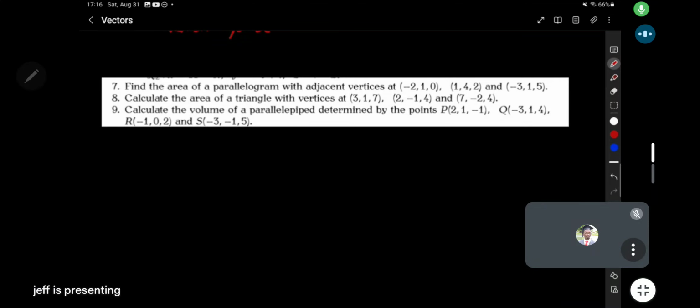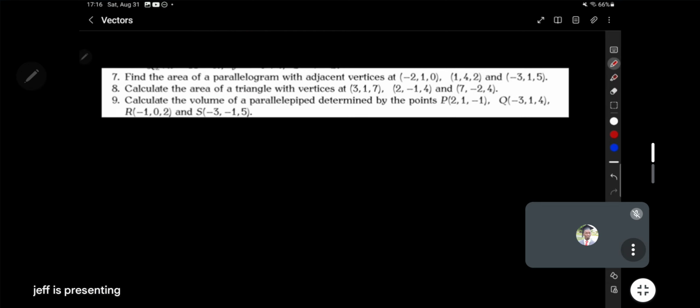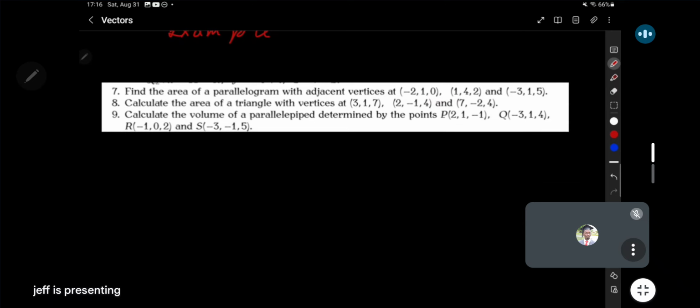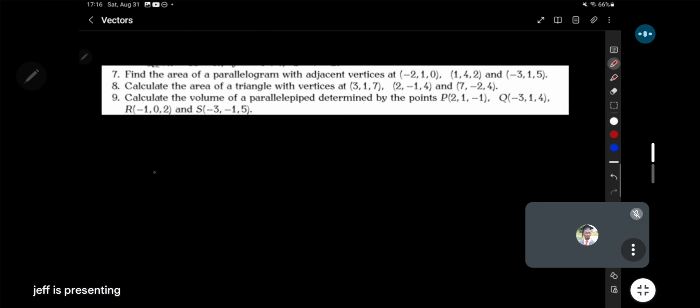So for this part, we are going to look at how we find the area of a parallelogram with adjacent vertices, and then these are the vertices. Now, if you look at the formula that we came up with, if you have two vectors u and v, these are two vectors which are adjacent. So you have one vector, maybe this is vector u, and then you have your second vector, v.